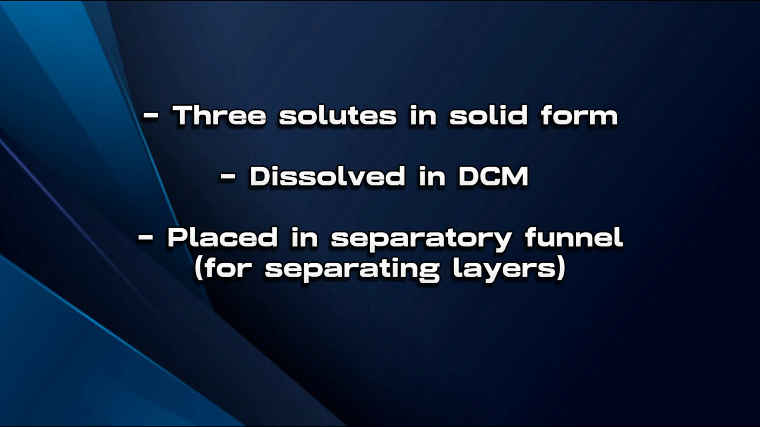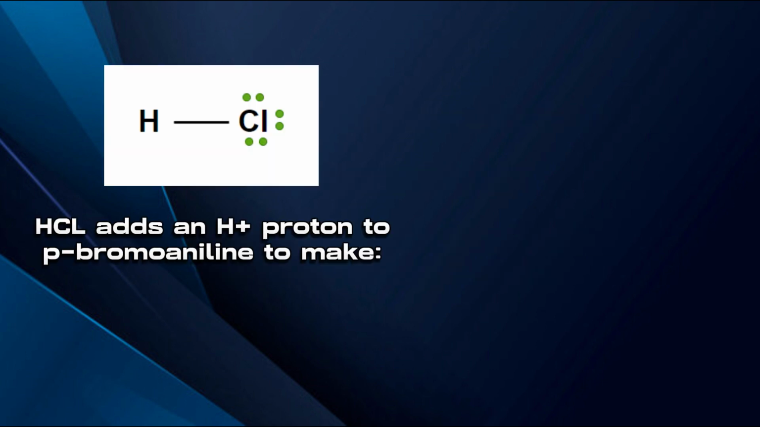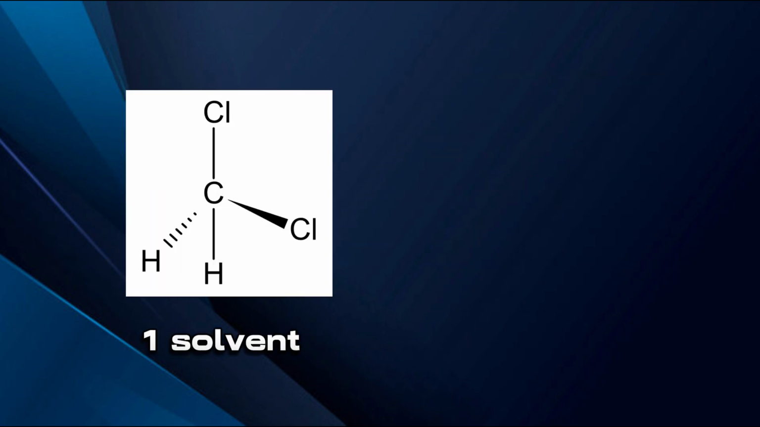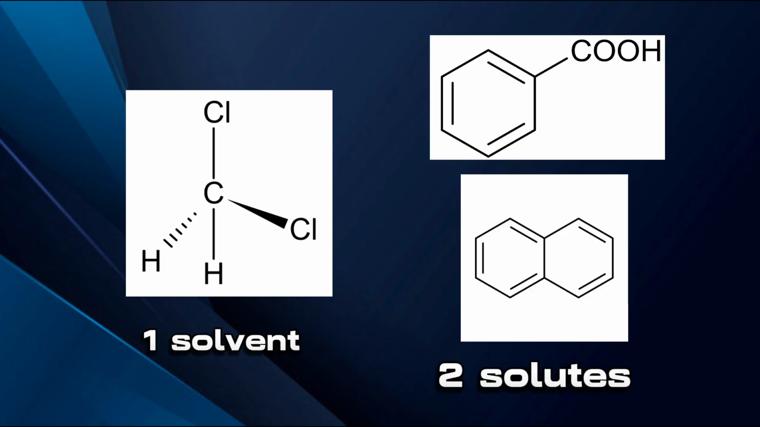Then, in a separatory funnel, which is perfect for separating different layers of solvent, we add our HCl, and this will protonate, or add an H+ proton, to our p-bromoaniline to make p-bromoanilinium chloride, thus extracting one of our solutes to the acidic aqueous layer, which I will refer to as the acid wash. This layer will be removed, and the organic layer will remain with 2 solutes instead of 3.